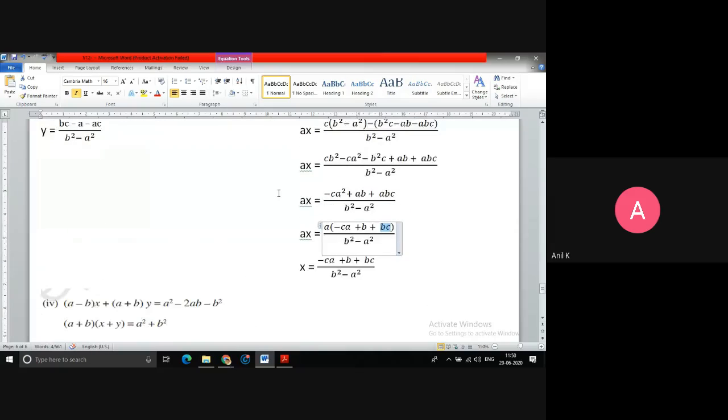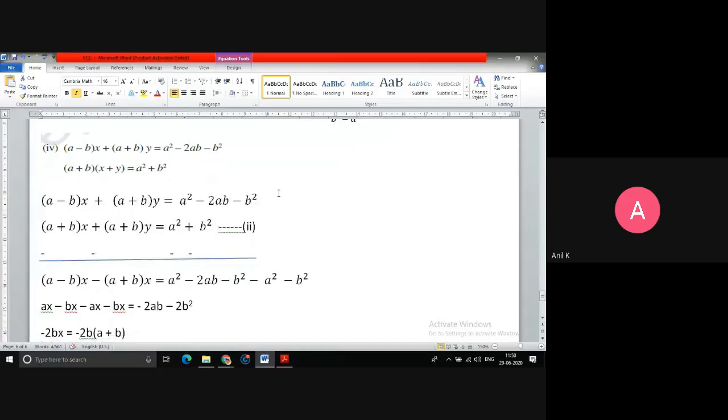Okay. And the last question, the fourth question: (a minus b) into x plus (a plus b) into y equals a square minus 2ab minus b square. And the second equation is this one. The first equation I kept as it is here. I didn't make any changes. Whatever is given, I kept it here as it is, and you can call this equation 1.